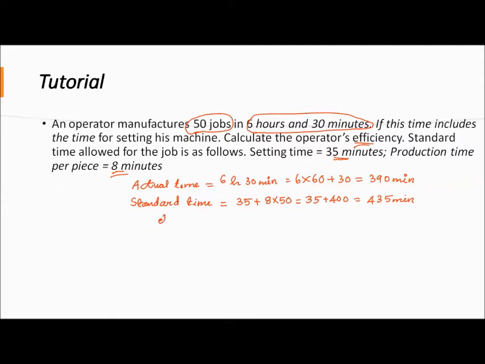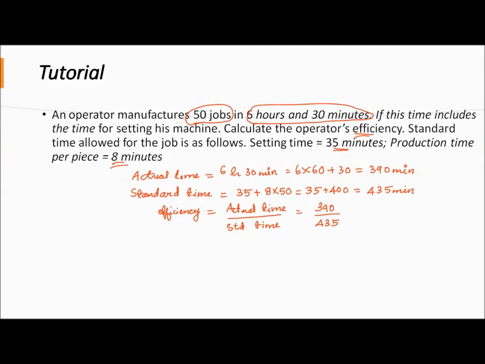So to find out the efficiency, it is very clear from what you have calculated here, that it is the actual time divided by the standard time. Actual time divided by the standard time. So what is the actual time here? That is 390 and the standard time is 435.